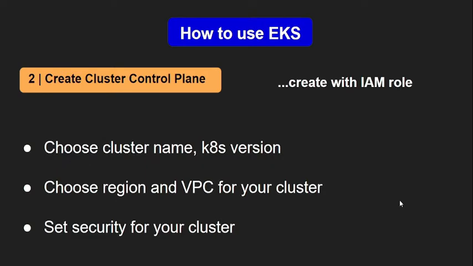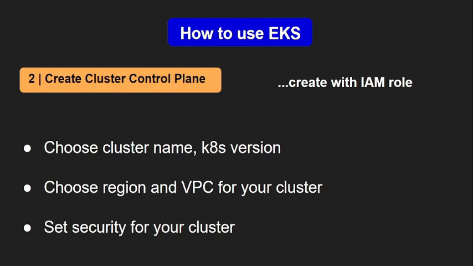Once you have this set up, now you can go and create the control plane of the cluster, meaning the master nodes. You create the cluster with this IAM role, which obviously has to have permission to create and configure the EKS cluster. Here you just choose some basic information like the name of the cluster, which Kubernetes version you want, which region your cluster should run in, and so on. You set some security for your cluster, and note that you can do this setup, the process of creating the cluster, either using the AWS UI or management console, or the AWS command line.